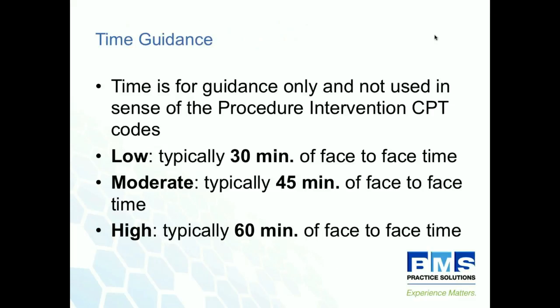There's time guidance for the OT codes too. They're a little bit longer than for the PT codes. Again, the time is for guidance only and should not be thought of in terms of how we think about time for the 15-minute procedure codes. So a low complexity OT evaluation is typically 30 minutes of face-to-face time, moderate is 45 minutes of face-to-face time, and high is typically 60 minutes of face-to-face time.